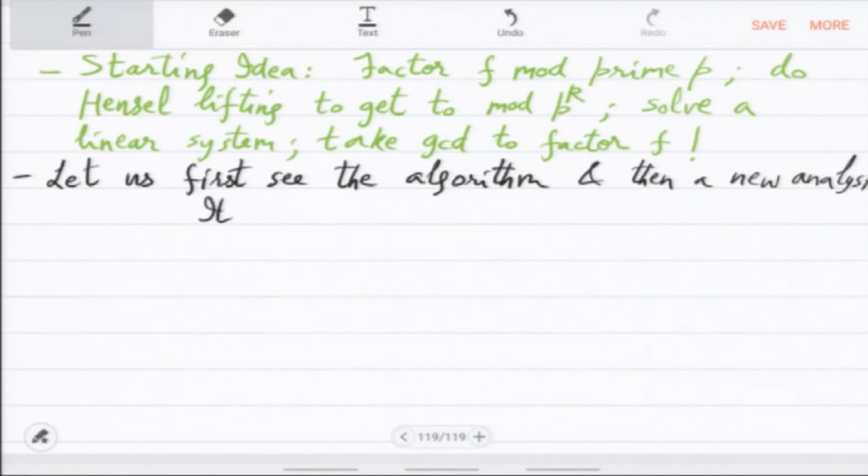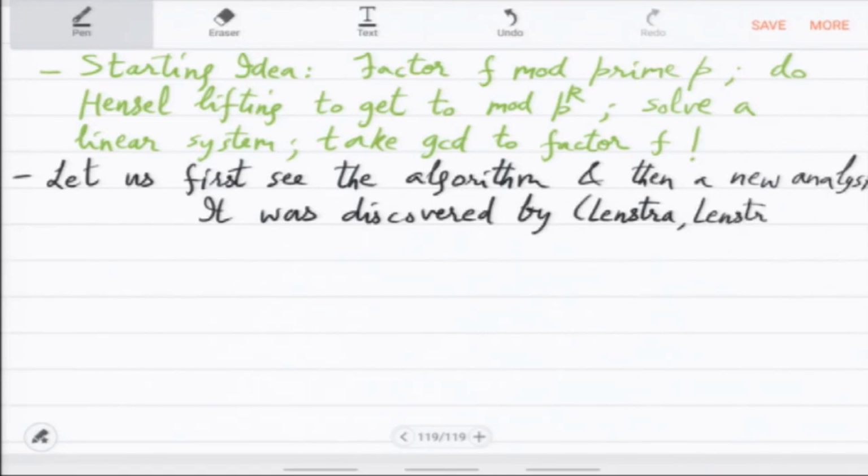So this new analysis was discovered by Hendrik Lenstra, A.K. Lenstra, and Lovász in 1982, igniting a new field.